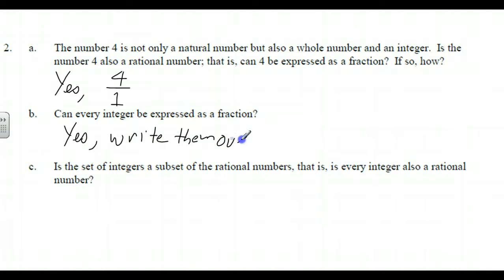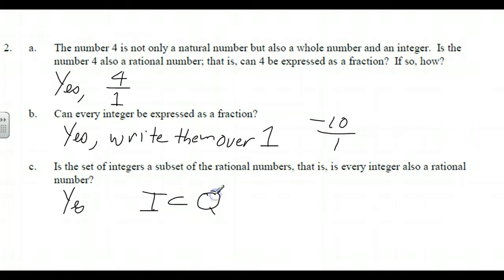And they will become fractions. So you can have negative 10 over 1. It's a fraction. It's a rational number. So is the set of integers a subset of the rational numbers? Is every integer also a rational number? Yes. Integers are a subset of rationals.